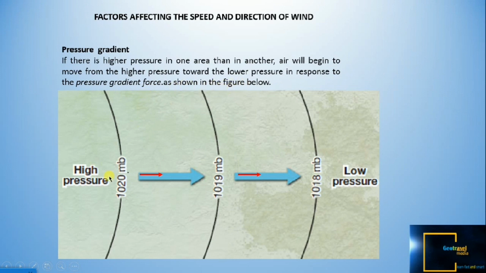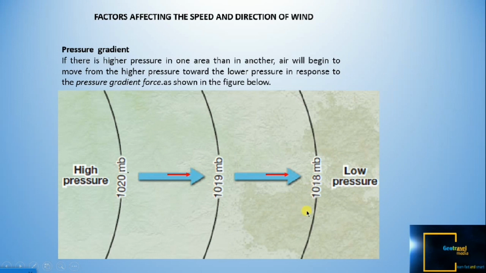This region is seen to have high pressure. Starting from this isobar toward this one, the pressure decreases from this region toward this region. Therefore, we expect that the air will start to move from the region of high pressure, from this isobar toward this isobar. Therefore, we call this arrangement pressure gradient, because the air will move from the region of high pressure toward the low pressure.